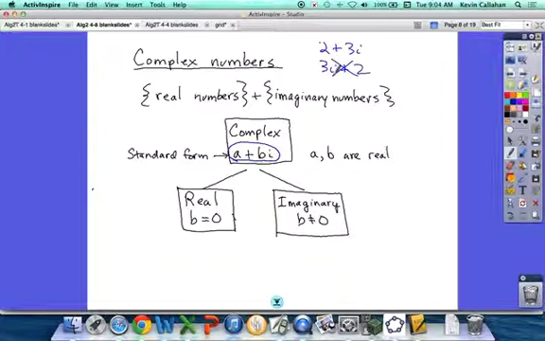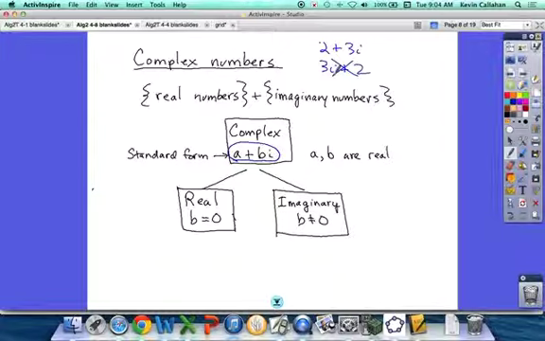Okay, so complex numbers are a plus bi. If the coefficient of i is 0, that means you got real numbers, because there's no i. And so real numbers are the complex numbers where b equals 0. Imaginary numbers are the complex numbers where b does not equal 0.